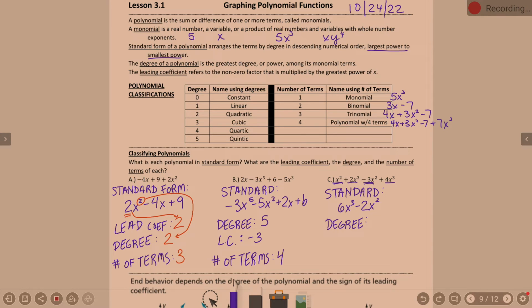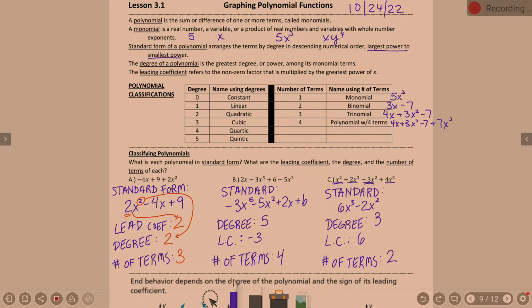Okay. 6x cubed minus 2x squared. What degree is this polynomial? 3. It has a highest power of 3. What is our leading coefficient then? 6. The number in front of the x cubed term is going to be the 6. And then, number of terms. How many terms do we have, Aaron? 2.